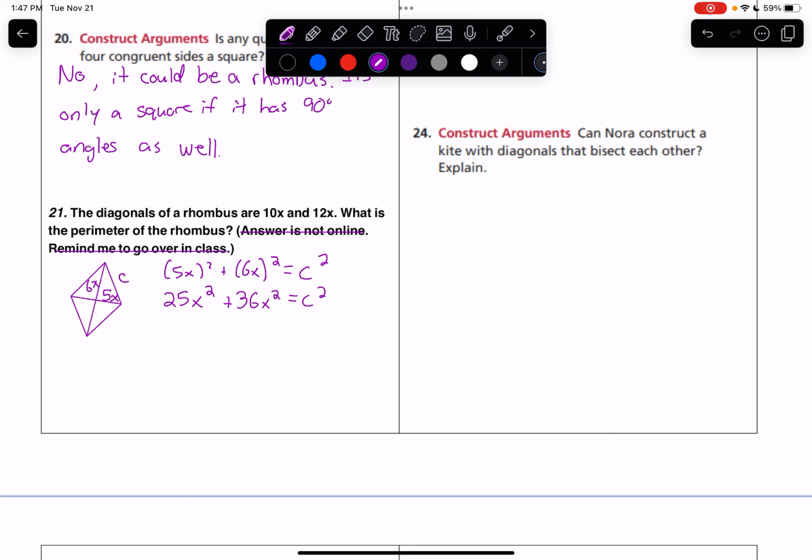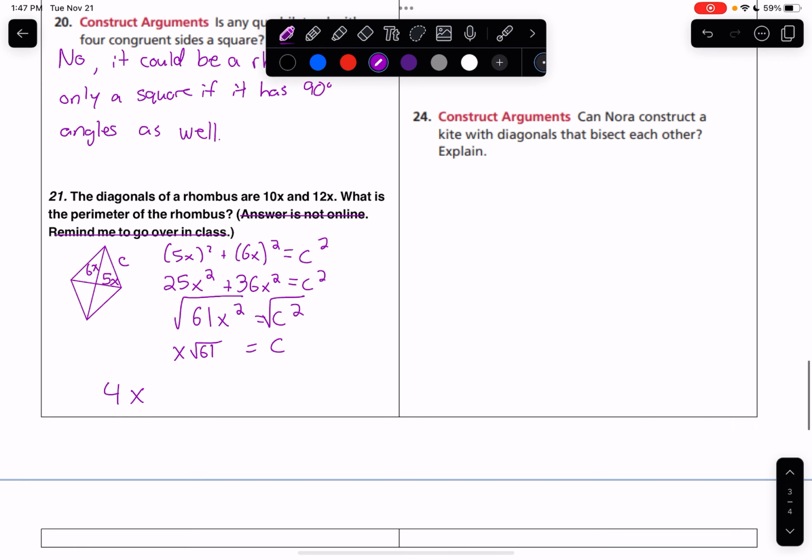And that will give me, let's see, 25 plus 36. I should know this off the top of my head. 61x squared equals c squared. But I want to take the square root of both sides. The square root of 61x squared can be written as x root 61, since the square root of 61 is a decimal, but the square root of x squared is just the letter x. And if one side is x root 61, the perimeter of the rhombus is 4 times x root 61, or just 4x root 61 to be the final answer.